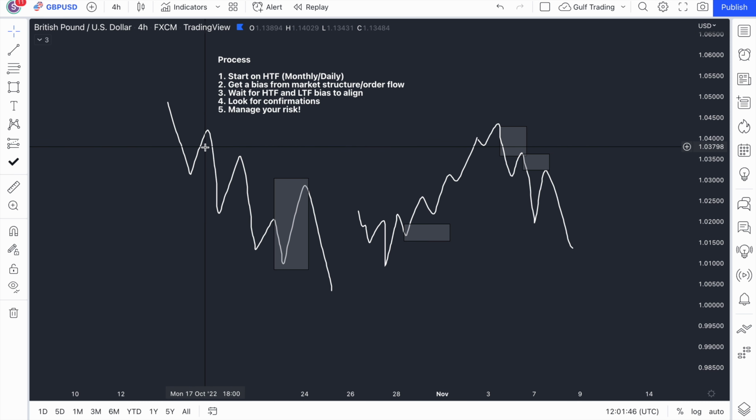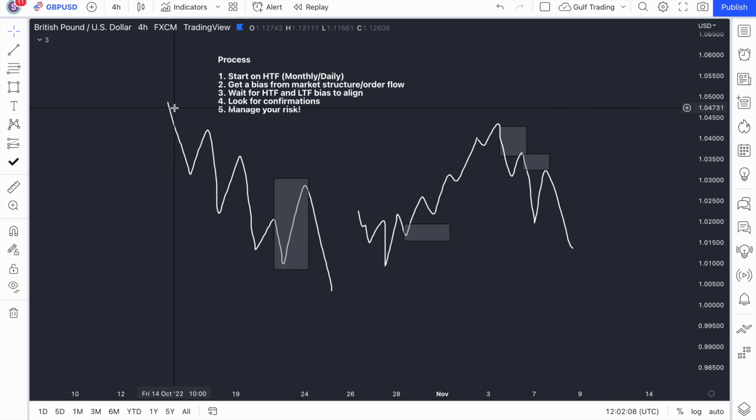Obviously this is a perfect example. It won't look like that in the real charts, so you're going to have to use your experience to determine what the trend is, but it's not too hard once you get the hang of it. So our bias is bearish. Step 3, wait for the higher time frame and lower time frame bias to align. We've done that in this area. It's been going bullish. We wait for a change here to show that it's going bearish again.